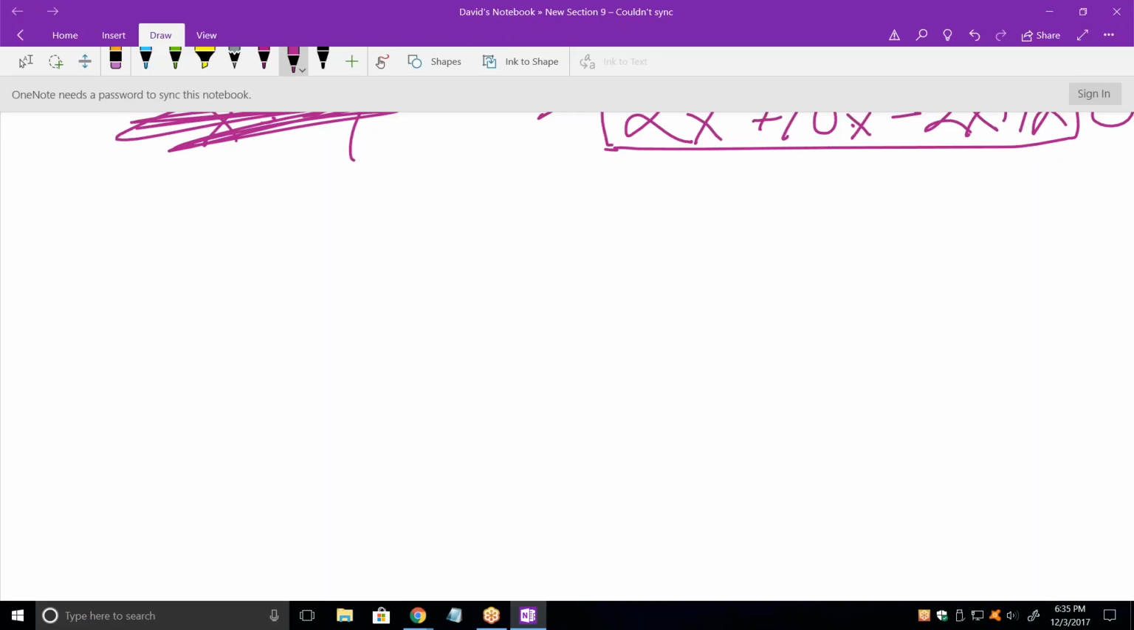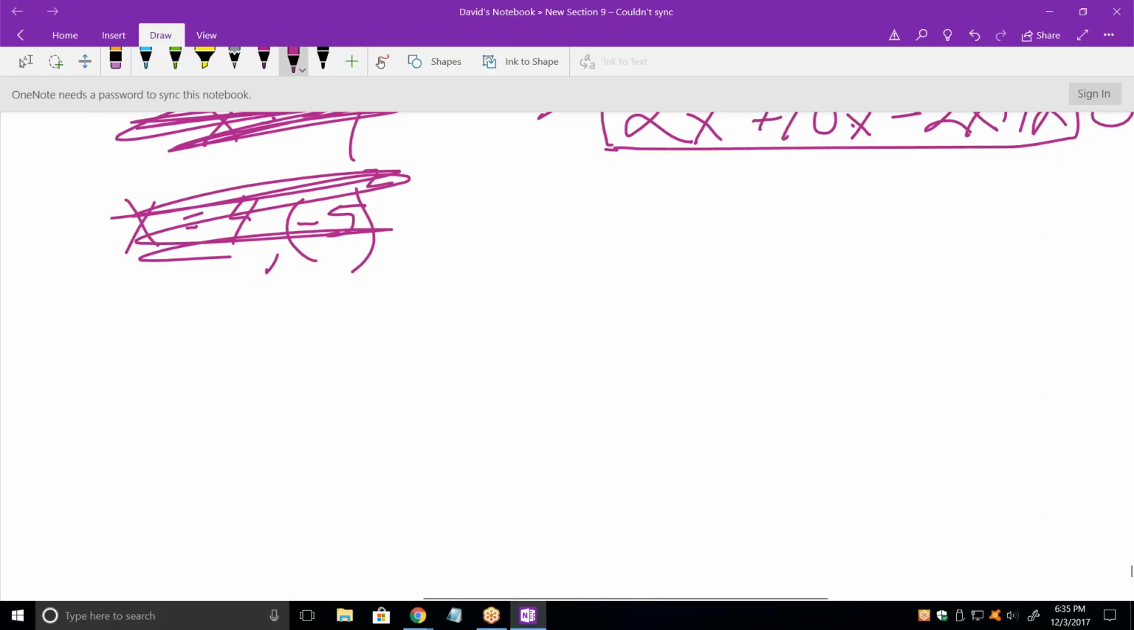Okay, this one's a lot harder with the zeros. So the first zero is 4, the second one is negative square root of 5, with multiplicity of 2. No, I'm sorry. It's the negative square root of 5. My bad. Oh, it's this. Yeah, sorry. I had trouble verbalizing that.